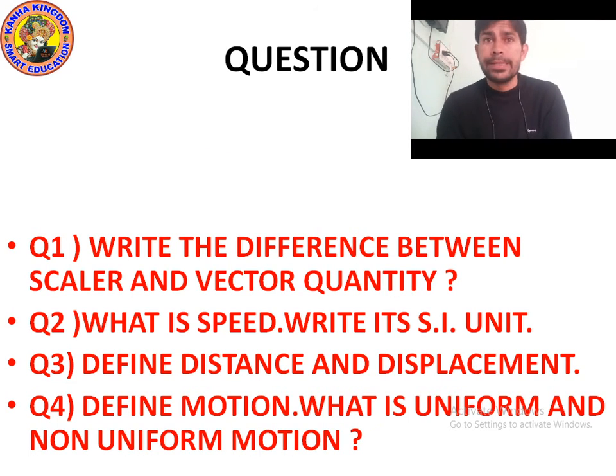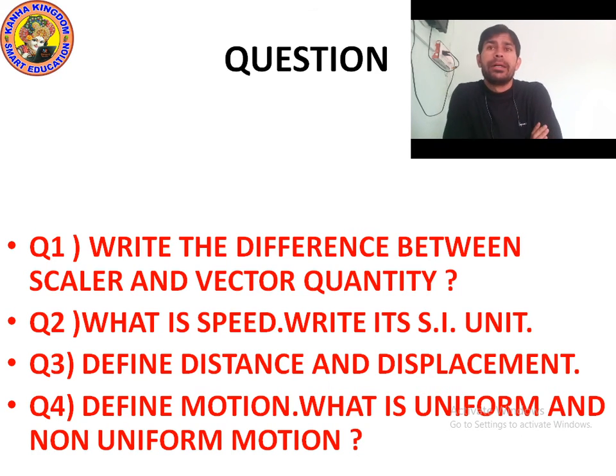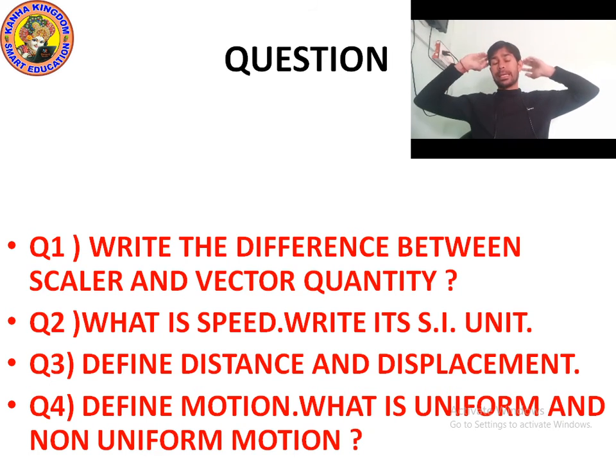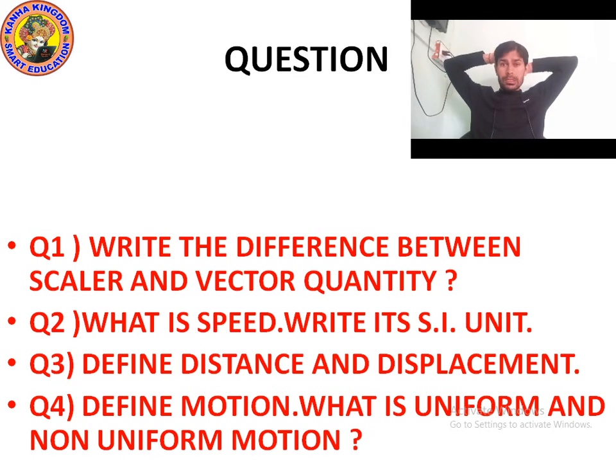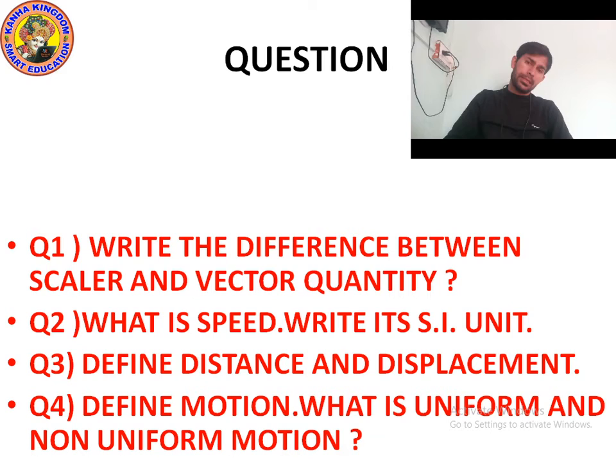Okay, it's time to ask questions from you. I have written four questions. Question number one. Write the difference between scalar quantity and vector quantity. So what is a scalar quantity? A scalar quantity is that quantity which has magnitude only but no direction, like mass, speed and distance. Yes, they are scalar quantities.